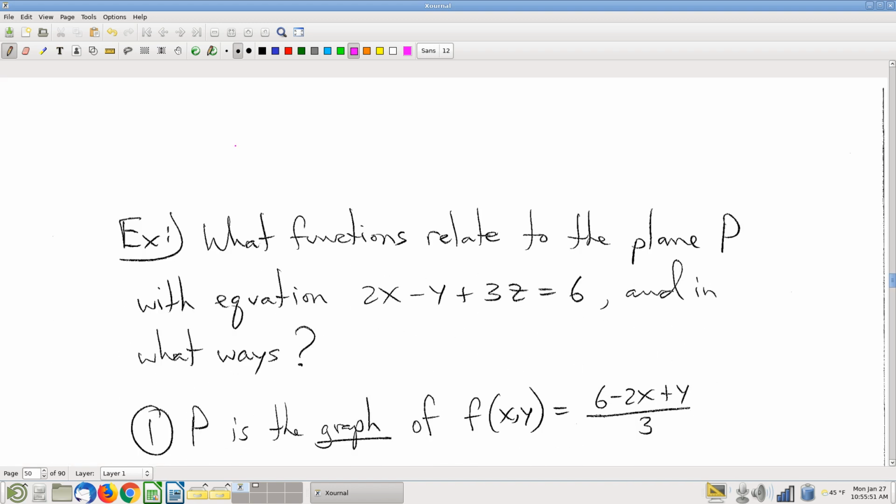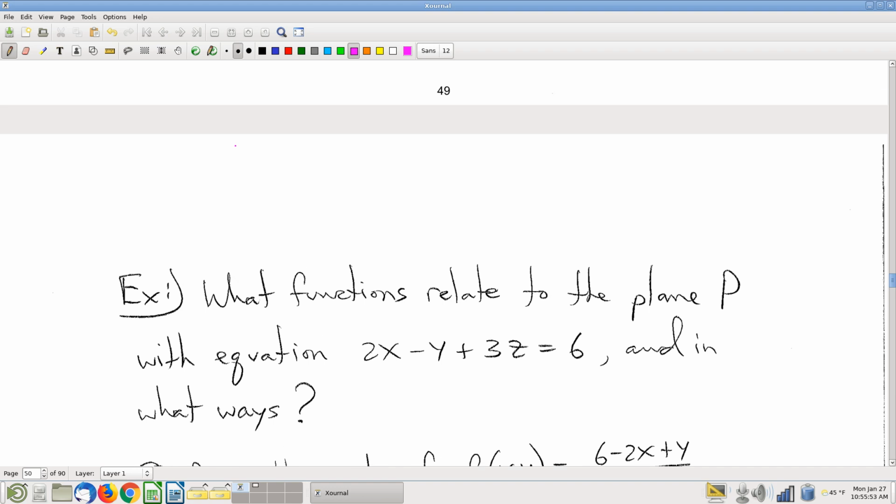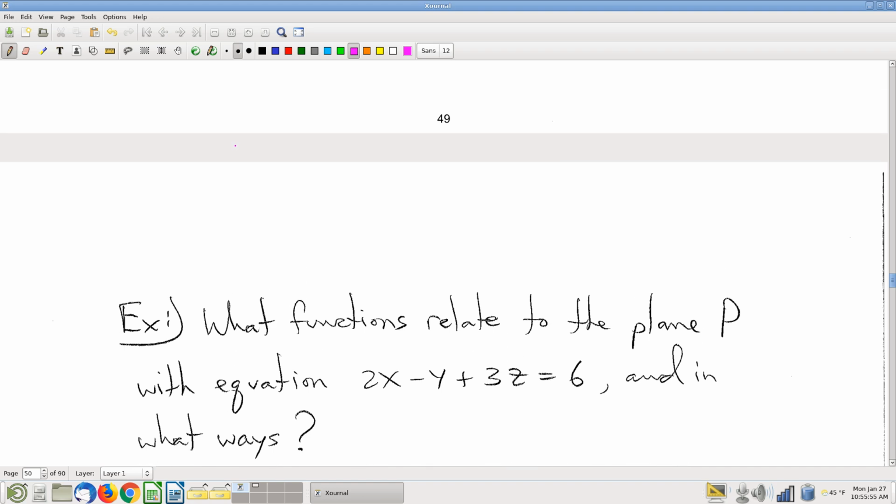Okay, so let's talk about this plane here. This actually kind of gets to the questions y'all were asking. Here's a plane. Okay, let me be a little bit more careful on that. The plane is a geometric thing. This is the equation of that plane.